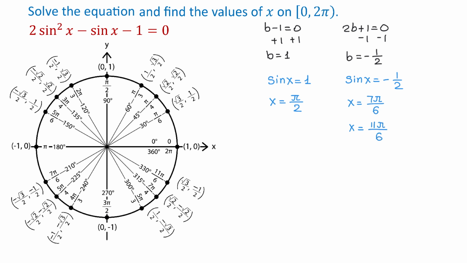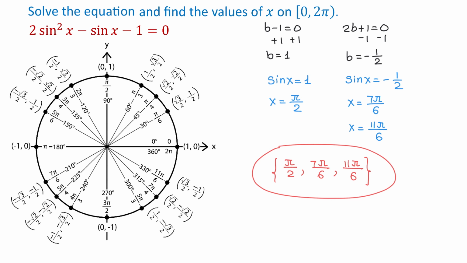Now let's write all these solutions as a solution set. So inside the braces, first we will write pi over 2, then 7 pi over 6, and then 11 pi over 6. And now the problem is completed.